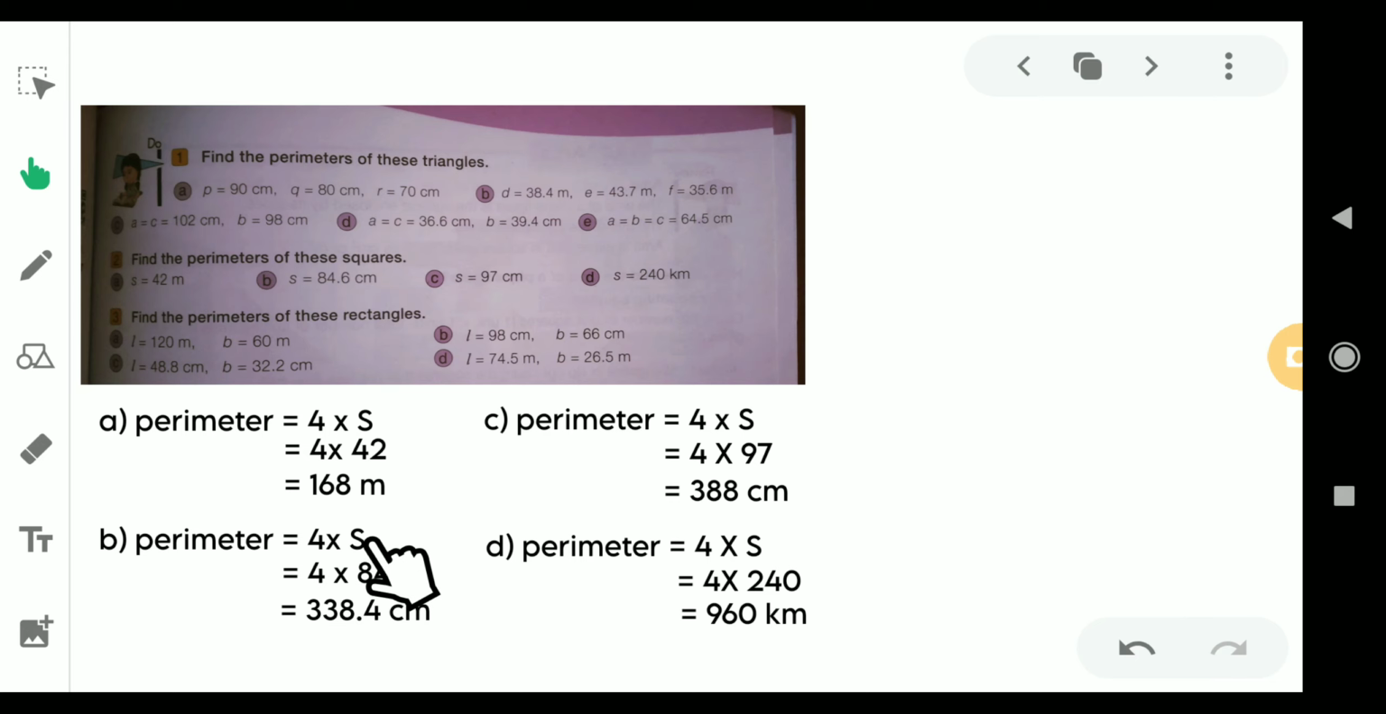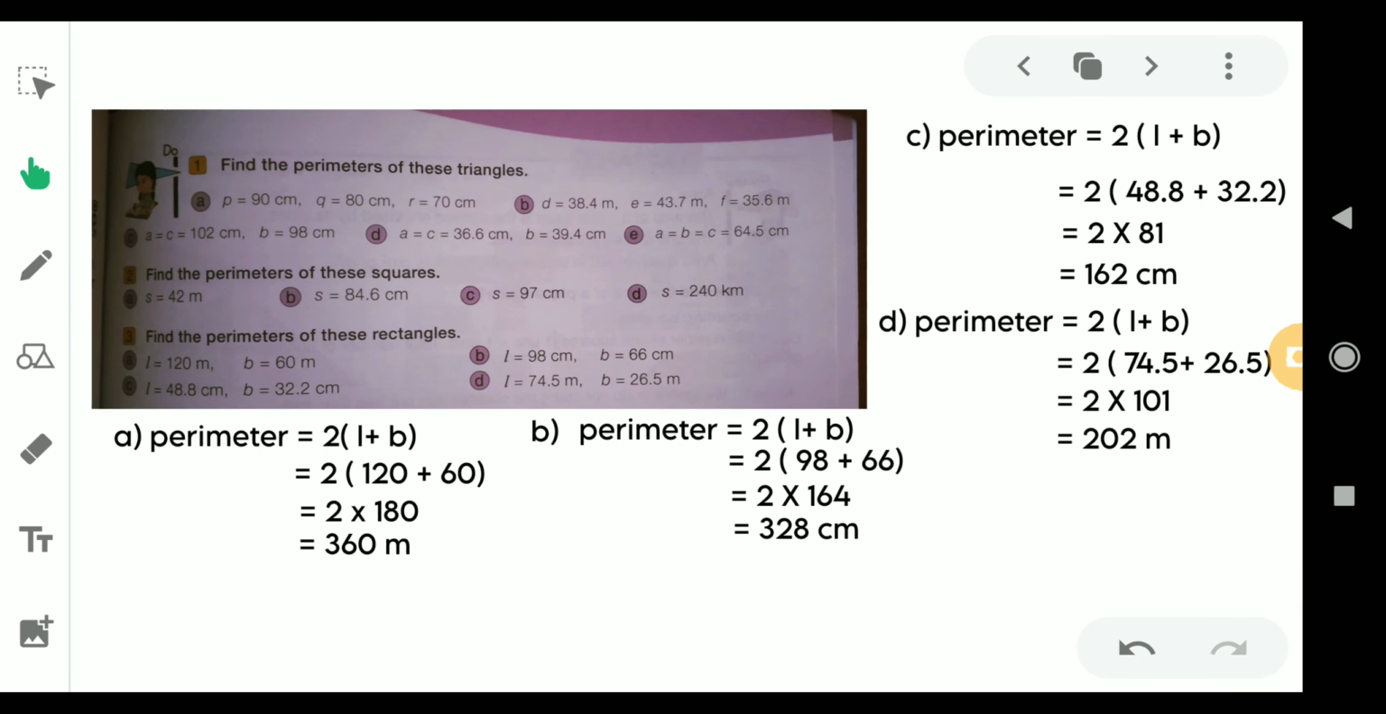Similarly, the perimeter of the second square can be found like this, that is 4 times S again, and 4 as it is. In place of S you take the value 84.6, because this is the length of the side of this square. When you multiply these two, it would give you 338.4 centimeter. Similarly, the perimeter of the third square can be found like this, and the perimeter of the fourth square can be found in this way.